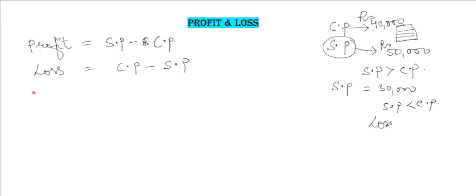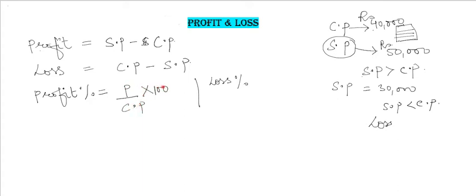Now another concept related to this is if you need to find out profit percent or loss percent. If you have to find out profit percent, it will be profit upon CP into 100%. And if you have to find out loss percent, it will be loss upon CP into 100%. The thing you have to keep in mind is that whether you are calculating profit percent or loss percent, it is always calculated on CP.